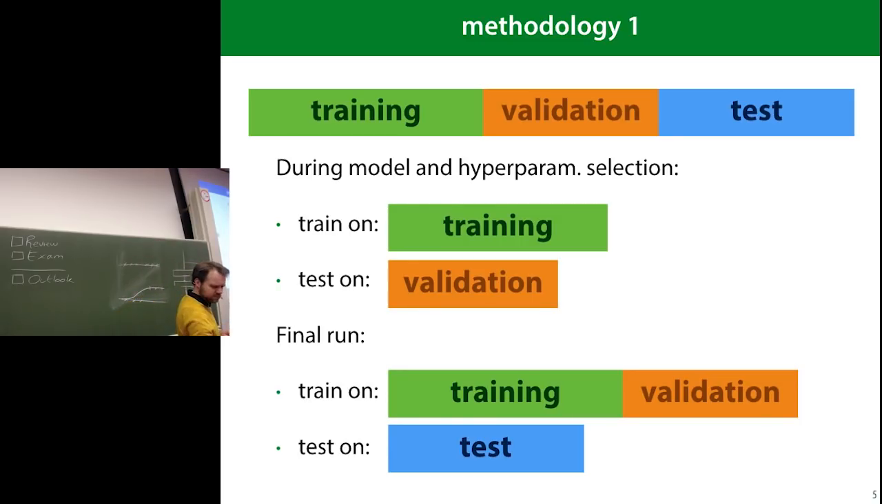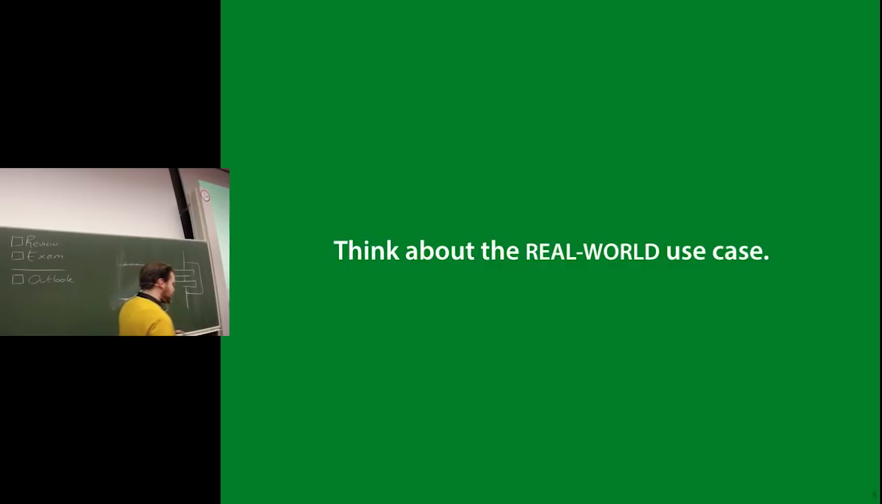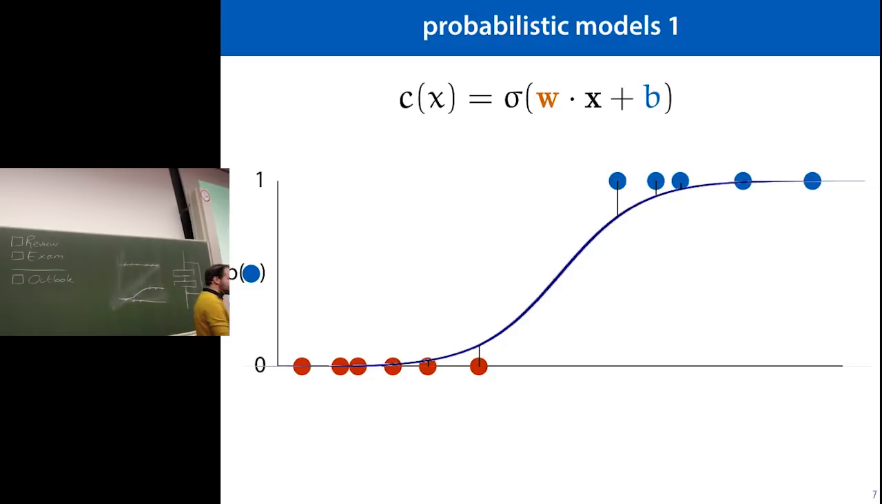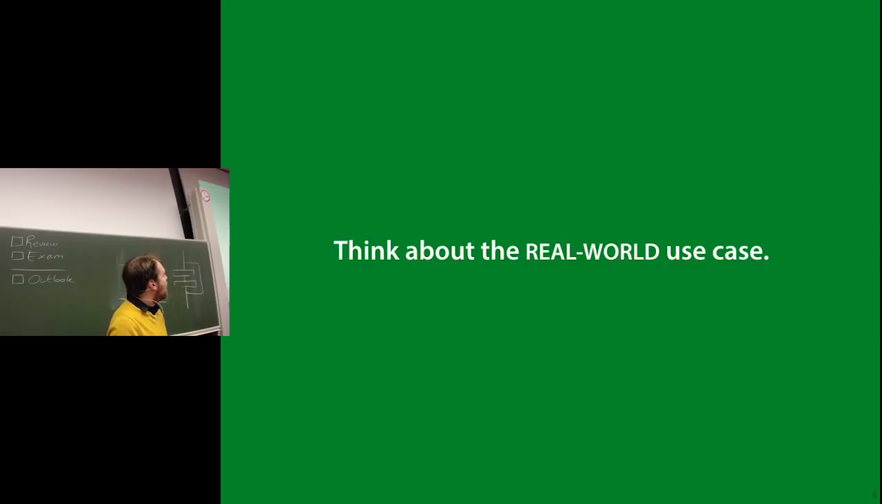Second lecture of this week. We talked about lots of different things: how to normalize your data, how to whiten your data, how to deal with outliers, how to deal with missing values.